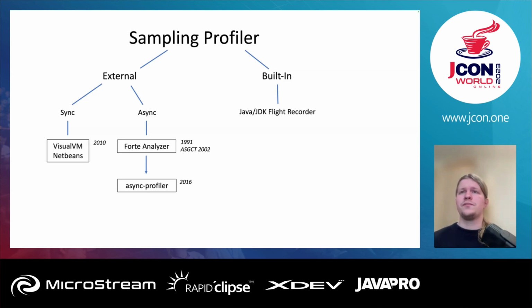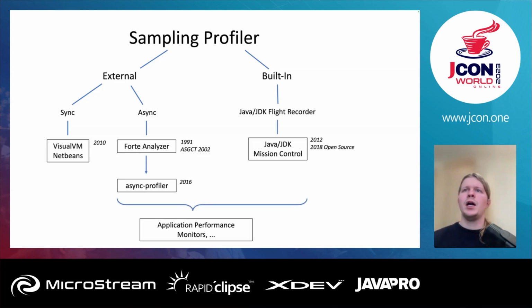Then there are of course built-in profilers, and one of them is the JDK Flight Recorder. That's the prominent one and the only one implemented into the OpenJDK. It started out in 2012 and was open sourced in 2018 together with a front end called JDK Mission Control, which is the leading open source profiling front end out there. And most other tools, for example, your application performance monitors from Elasticsearch and others, are based on both async-profiler, many just copy it in, and on the data from the JDK Flight Recorder, short JFR.